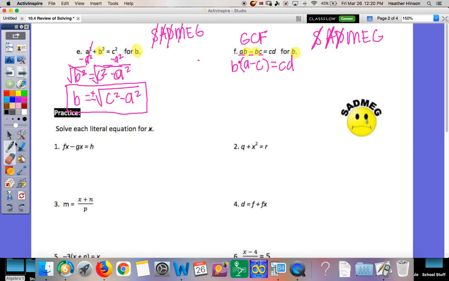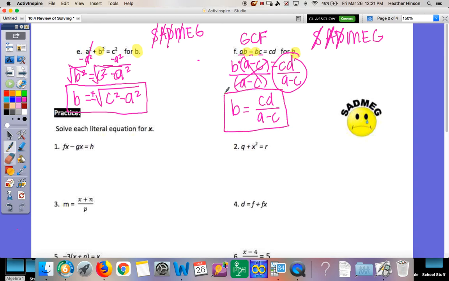So what do we do? How do we get rid of multiplication? We divide. Just like that last problem on the previous page. You can take that entire parenthesis out at one time. So it'll go away, leave you with b, and we'll just bring this side down. cd over a minus c. b is by itself, so we are done.